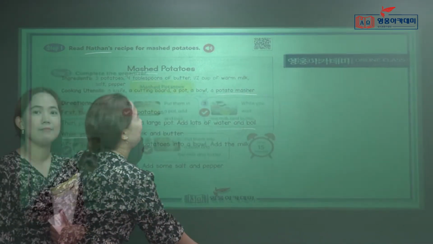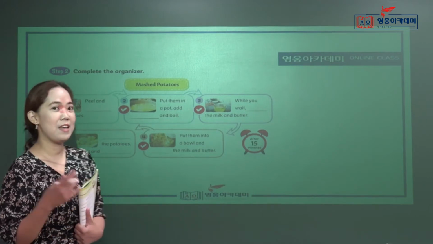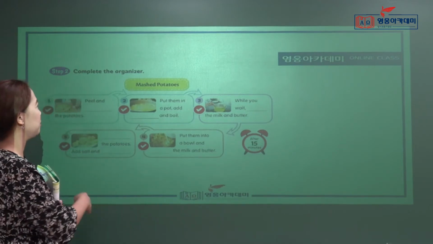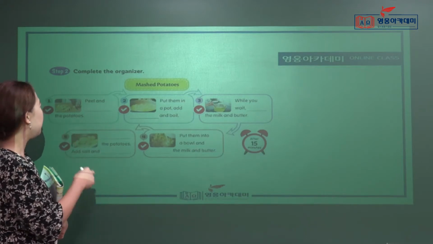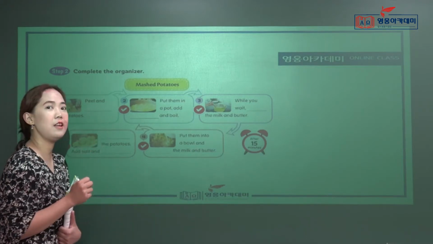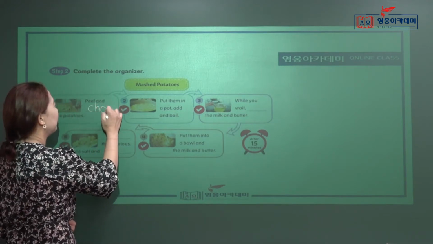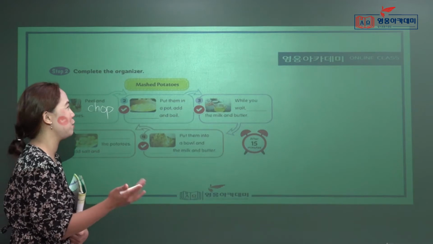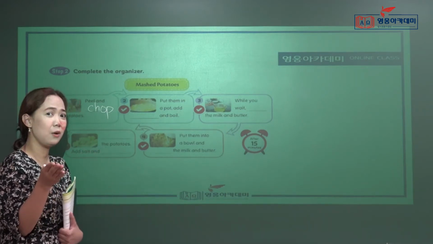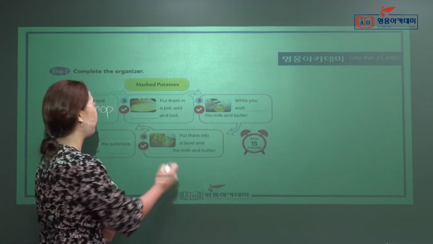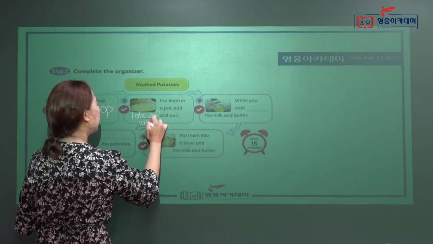All right. Okay, now let's go guys to the organizer based on Nathan's story. Okay, let's complete the questions here. Number 1, peel and blank the potatoes. What is the answer? Peel and chop, that's right. Peel and chop the potatoes. Number 2, put them in a pot and, what's the answer? Lots of water. Good. Lots of water.